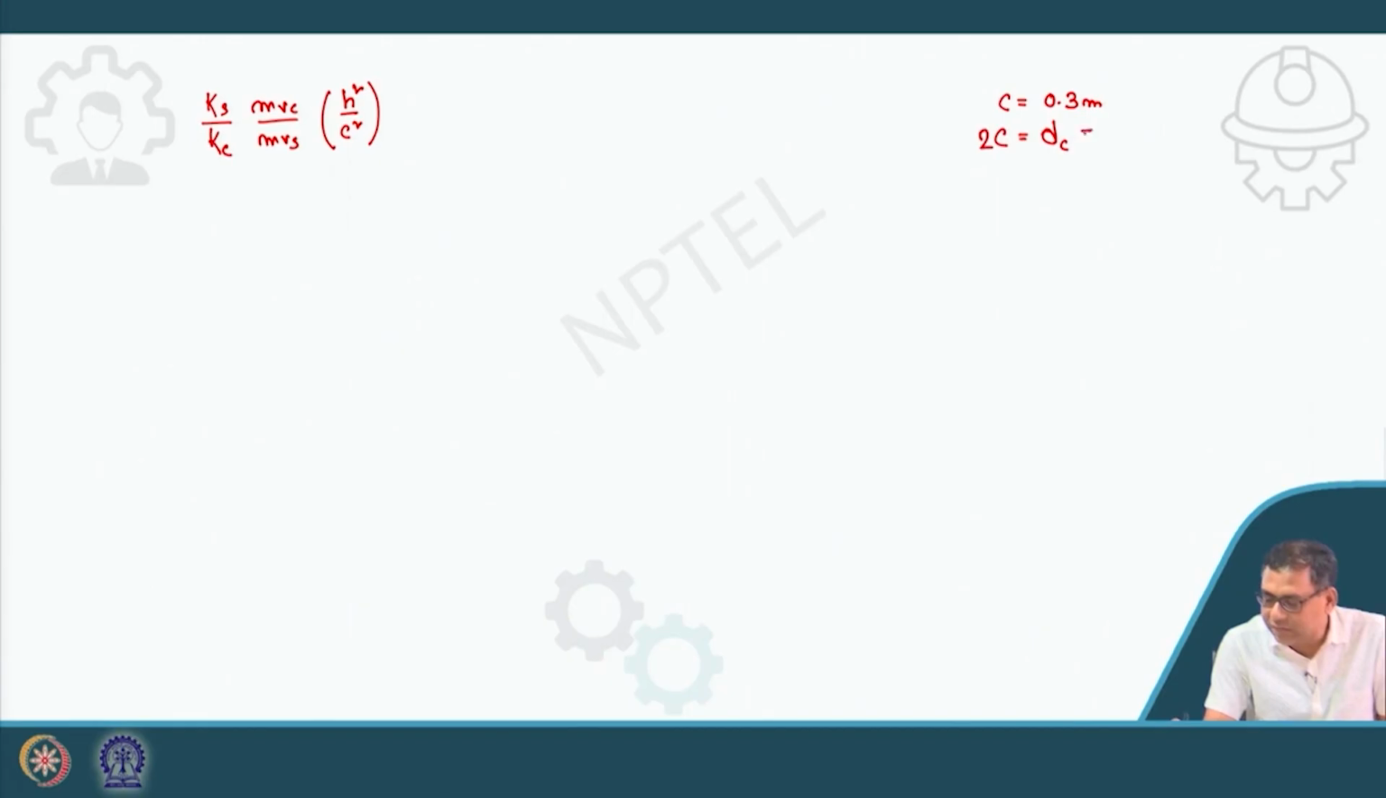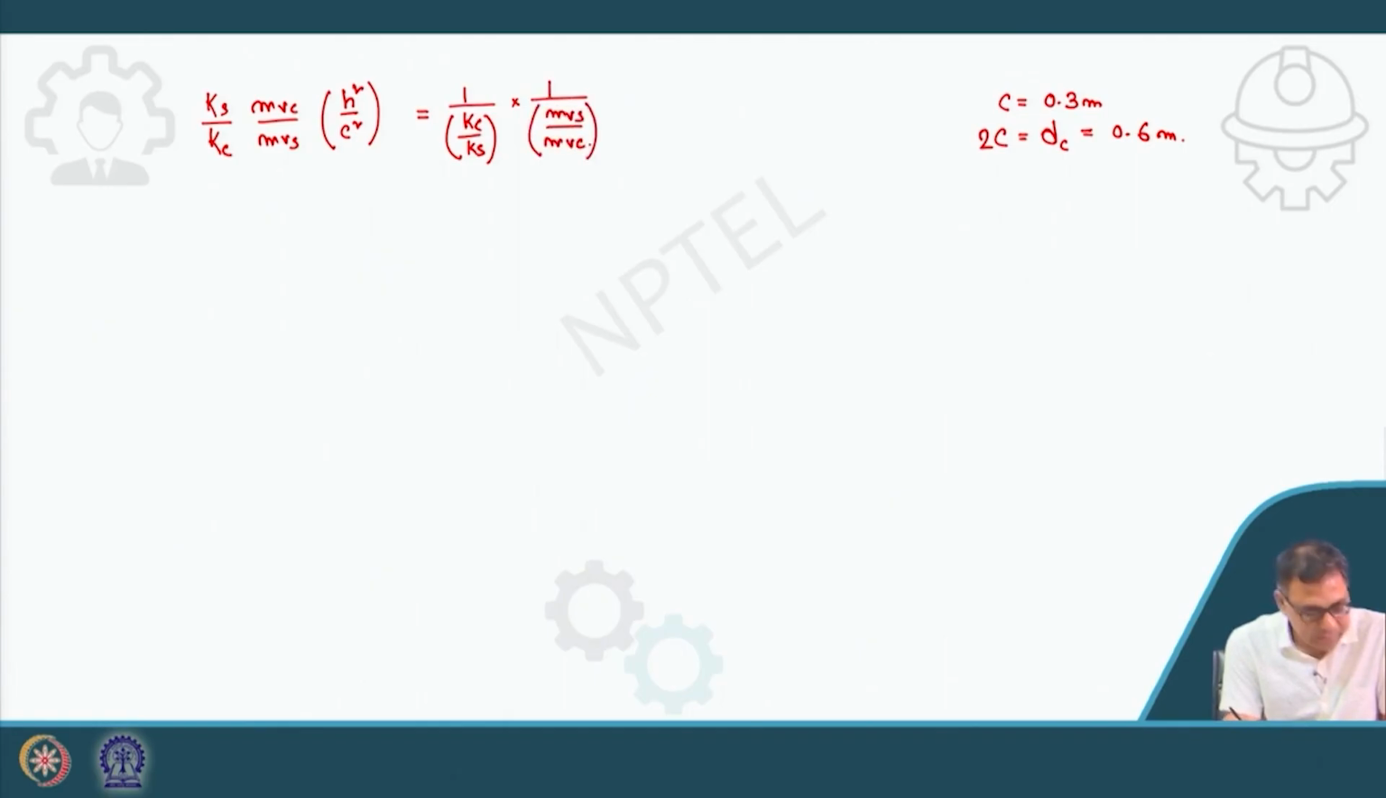2C is equal to DC, which is equal to 0.6 meter. DC is the diameter of the column. Now if I put this value here, I can write that 1 by Kc by Ks, and this 1 by MBS by MBC, and then this is H by C whole square.